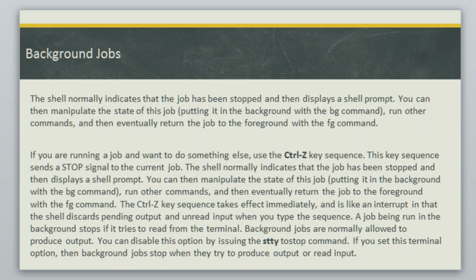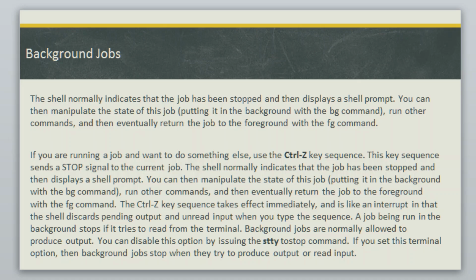Let's go ahead and talk about background jobs. The shell normally indicates that the job has been stopped and then displays a shell prompt. You can then manipulate the state of this job, putting it in the background with the bg command to run other commands, and then eventually return the job to the foreground with the fg command. Guys, you can also use a single ampersand symbol, and this will also place jobs in the background.